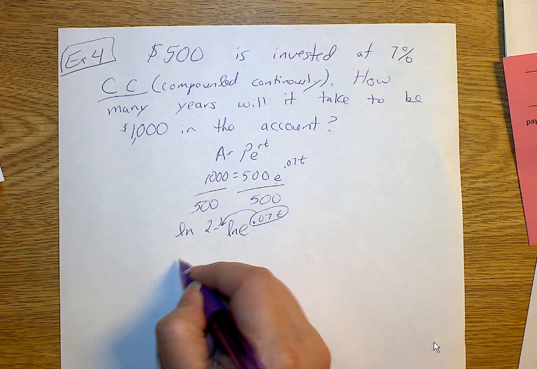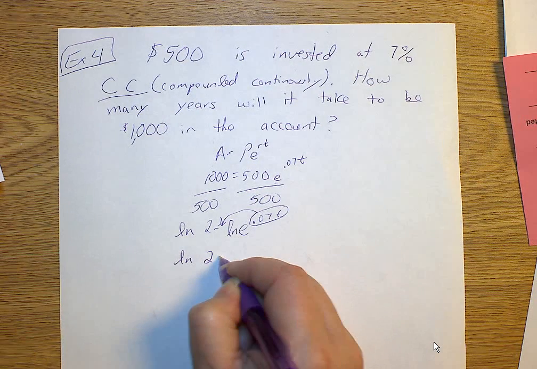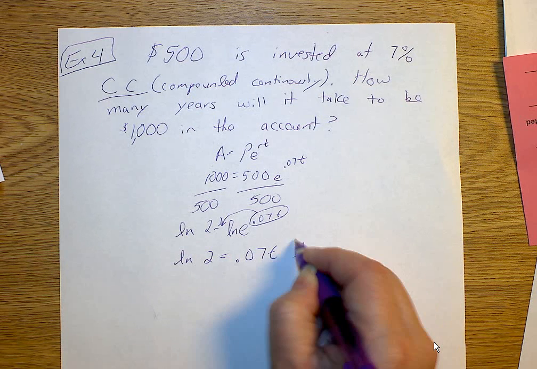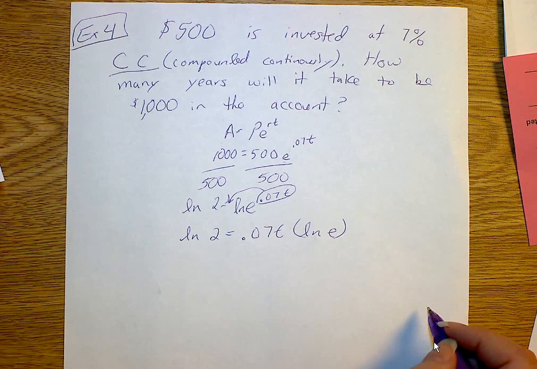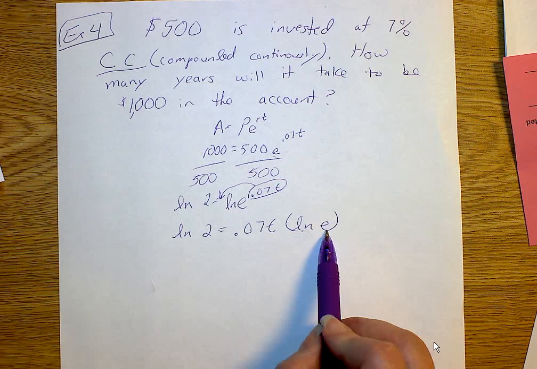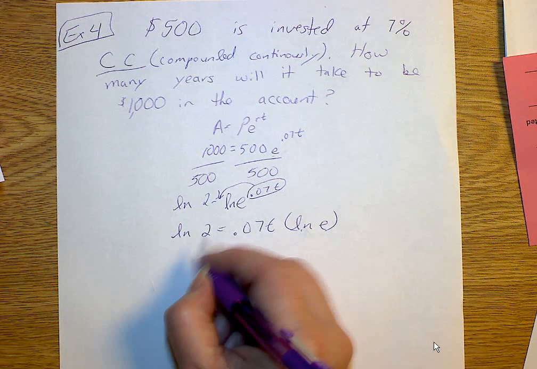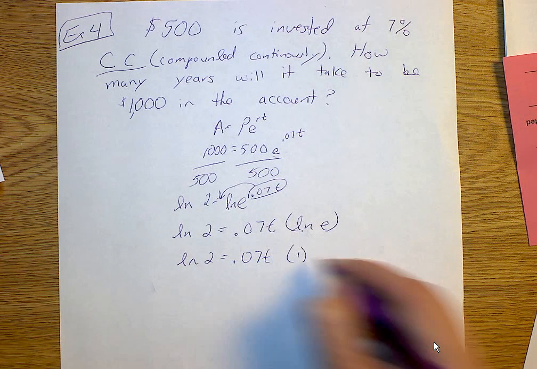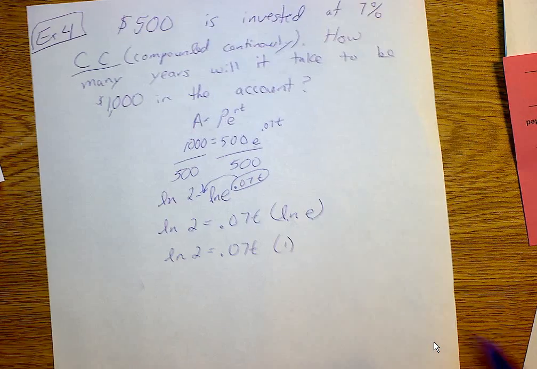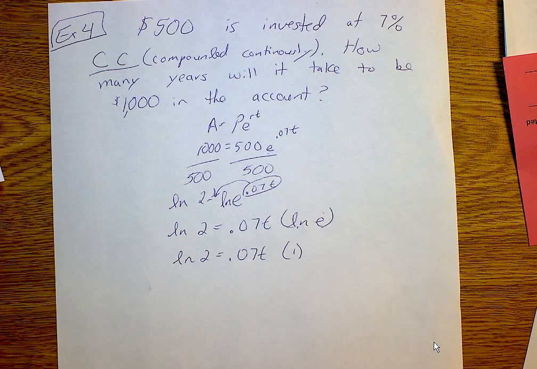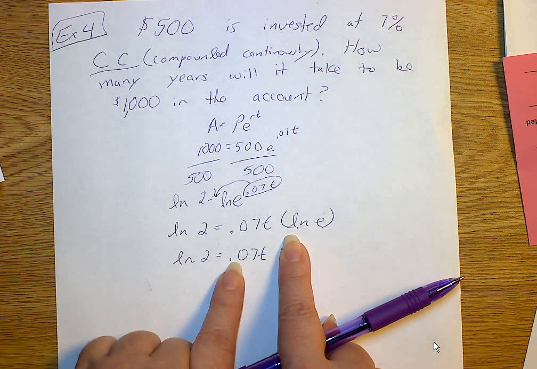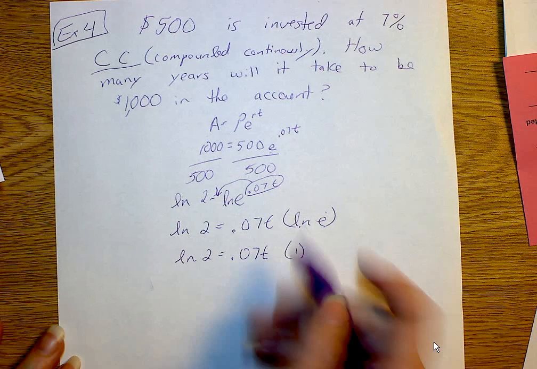So we have ln of 2 is equal to 0.07t ln E. What does ln E equal? 1. So that means we have ln 2 is equal to 0.07t. And I'm going to put the 1 there just for anybody that needs to know that that equaled 1. You don't need it, but I'm going to put it there. So now, how can I get t by itself? Get rid of the 0.07. Divide by 0.07.